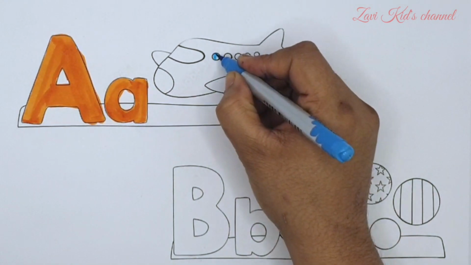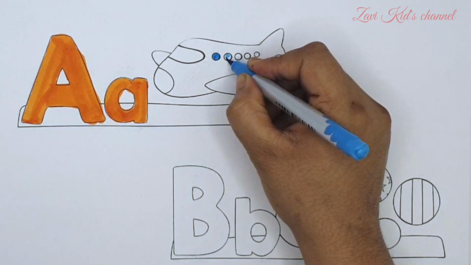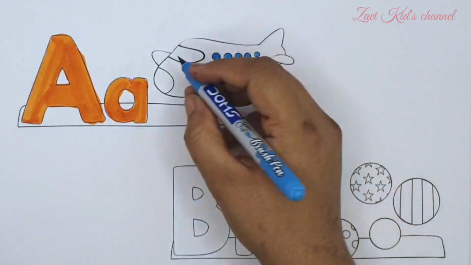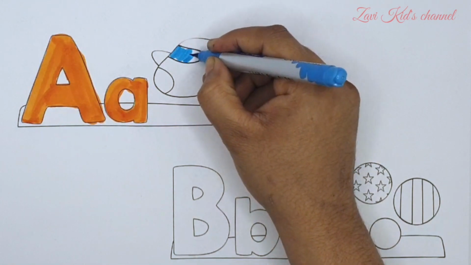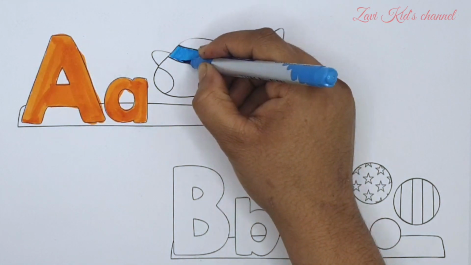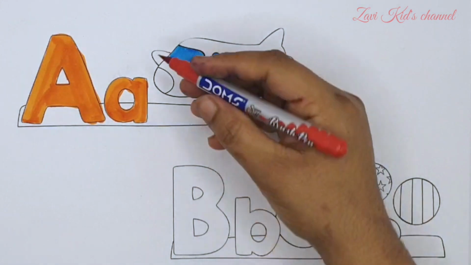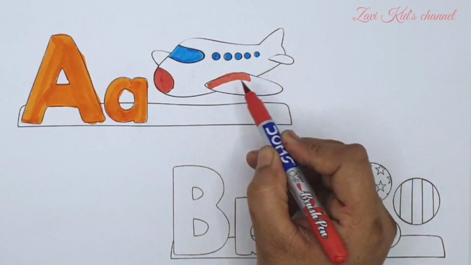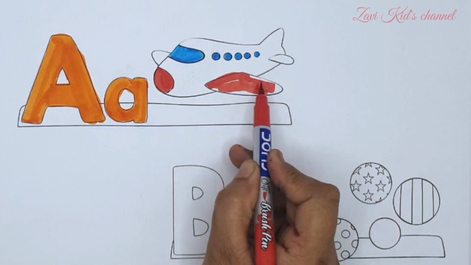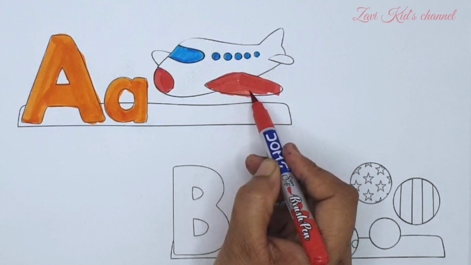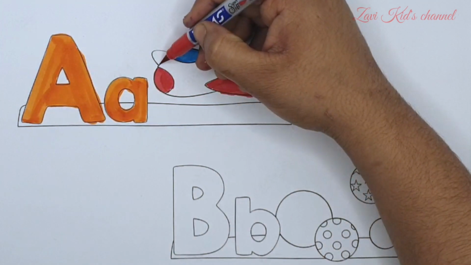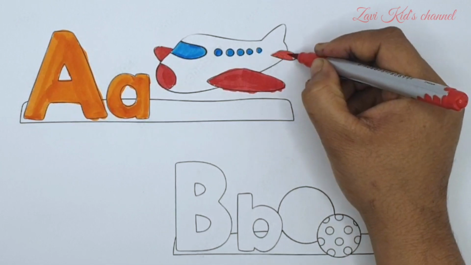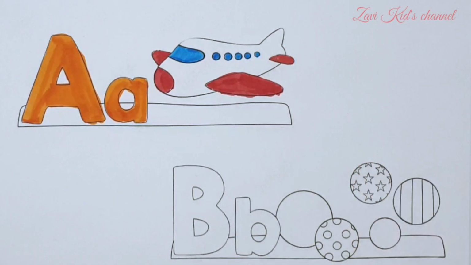Blue color. A for aeroplane. Red color. A for aeroplane. We have completed our aeroplane.